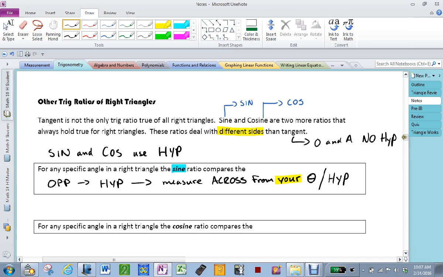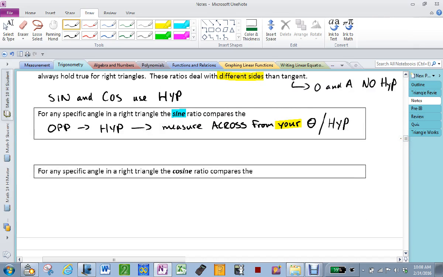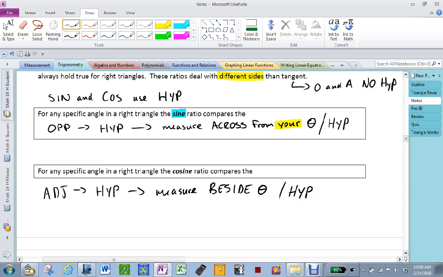Okay? So you guys are smart kids. I know you're smart kids. What then is the cosine? Adjacent to the hypotenuse. So I need the measurement, oops, forgot the A. I need the measurement beside theta divided by the hypotenuse. Now the problem with that, of course, is the hypotenuse is also beside your theta, isn't it? But is the hypotenuse ever anything but hypotenuse? No. Everybody's cool?